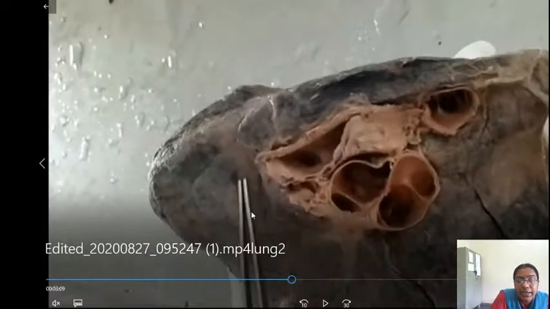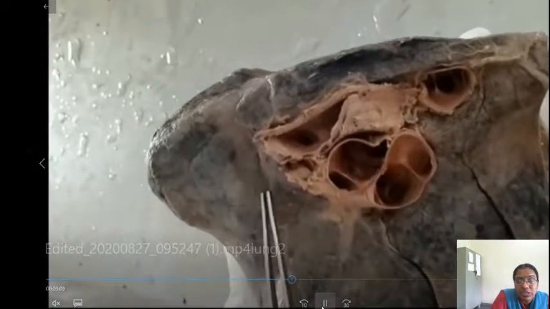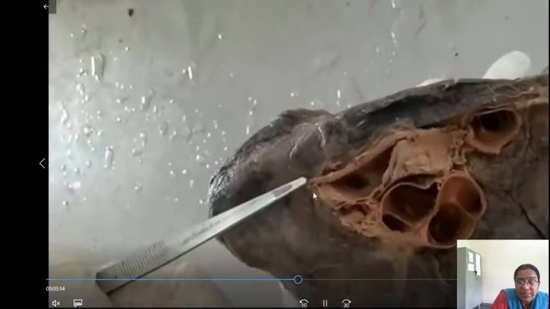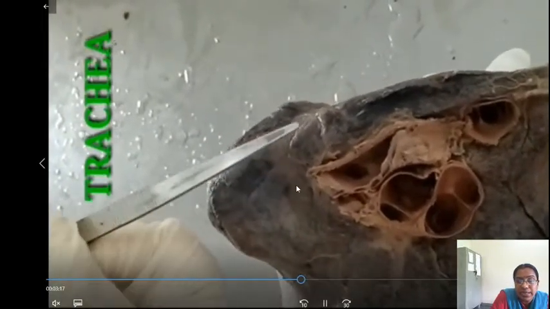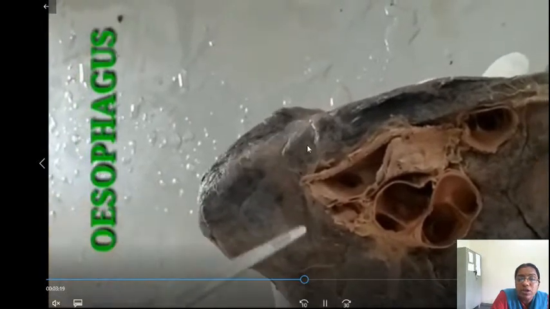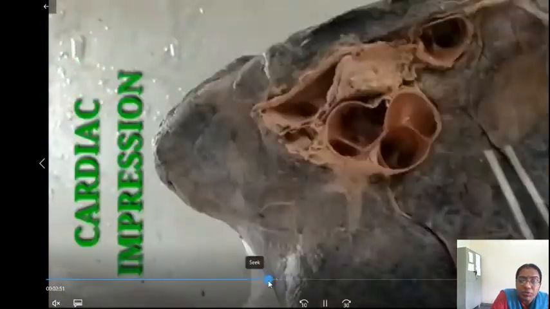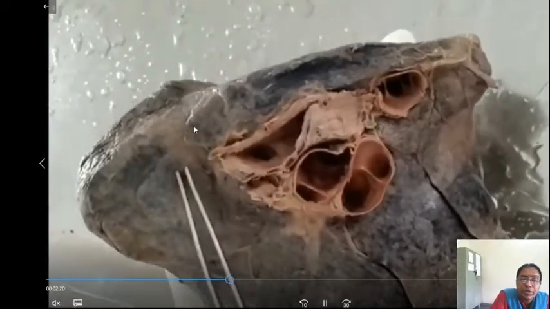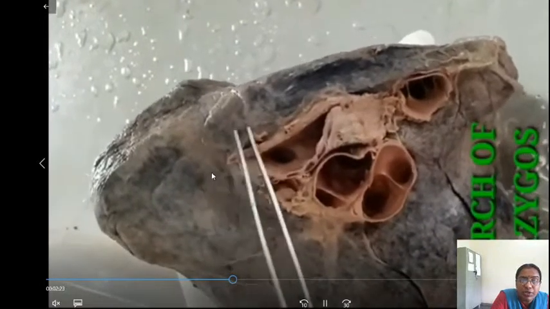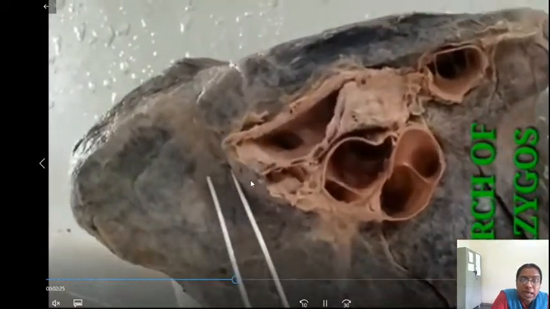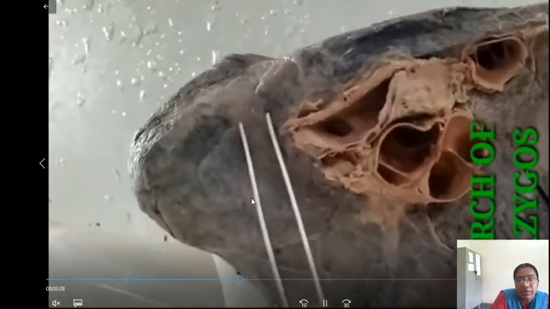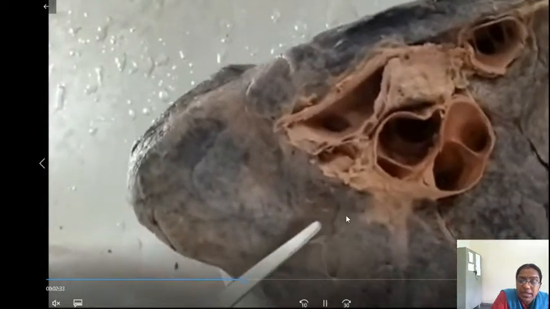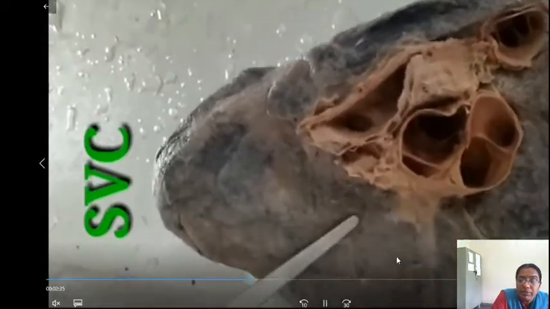I am repeating it again, ma. So when you are seeing the impression, this is the impression of the azygos vein, coming from the posterior side. So this is the impression for the arch of the azygos vein, at the upper part, above the root. Next, at this part, you will be seeing the impression for the superior vena cava.